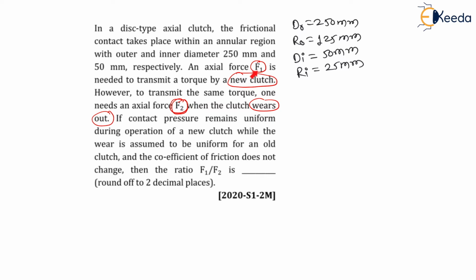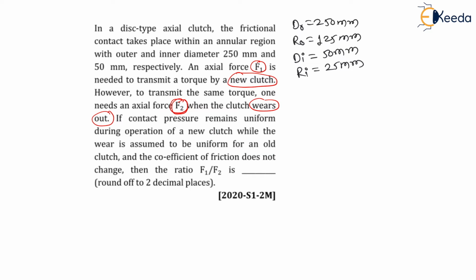Means in the first condition there is a uniform pressure theory, and in the second condition there is a uniform wear theory. Now if contact pressure remains uniform during operation of the new clutch, as they have mentioned in the question, contact pressure remains uniform means uniform pressure theory during the new clutch, that is during force F1, while the wear is assumed to be uniform for the old clutch, means for the worn-out clutch wear remains uniform.